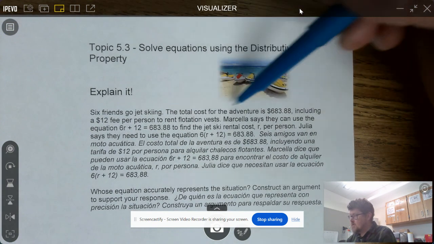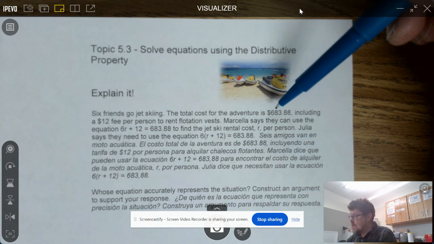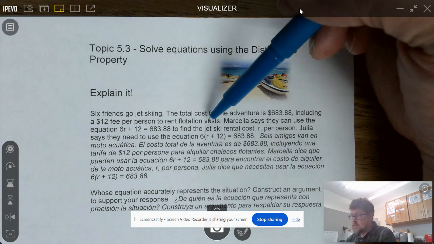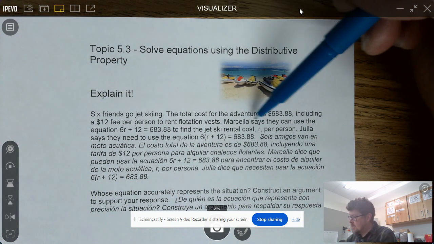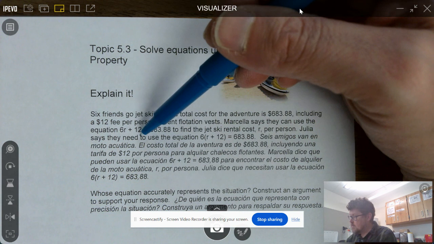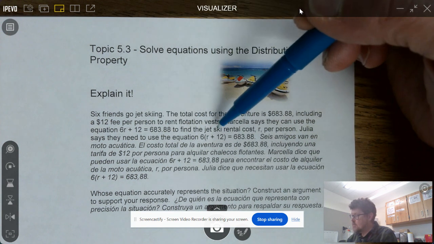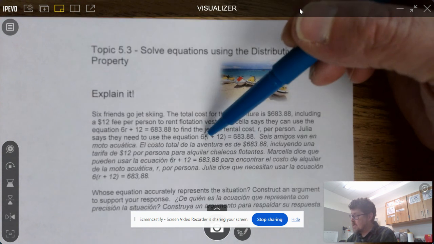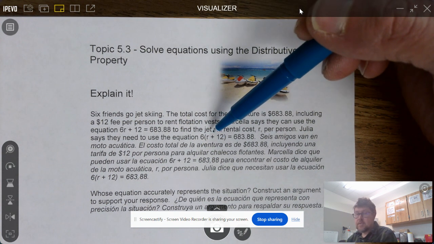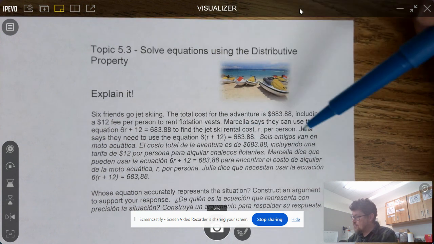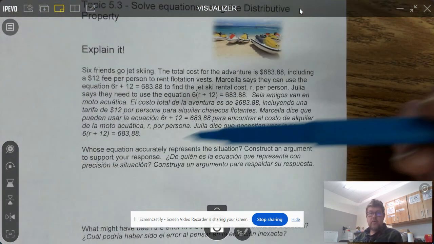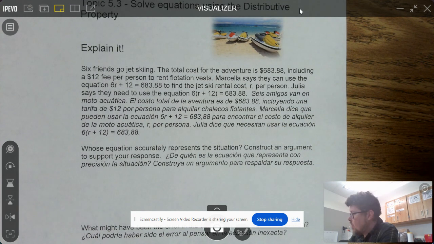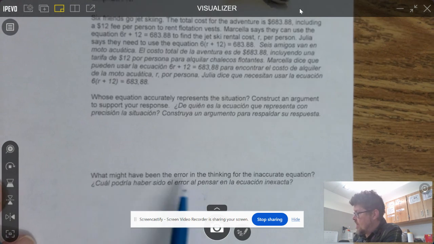The total cost for the adventure is $683.88, including a $12 fee per person to rent flotation vests, so they don't drown. Marcella says that they can use the equation 6r plus 12 equals 683.88 to find the jet ski rental cost, r per person. Julie says they need to use the equation 6 times (r plus 12), you'll notice the parentheses here, equals 683.88. Okay. Whose equation accurately represents the situation? Construct an argument to support your response, and then say what might have been the error in thinking for the inaccurate equation.